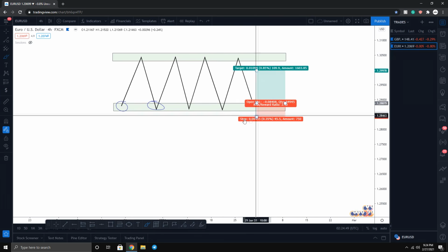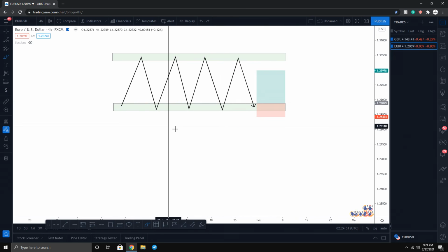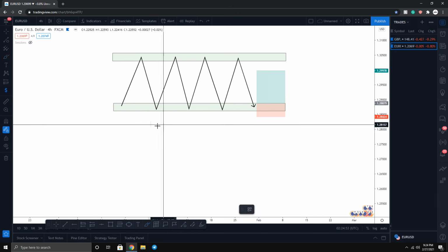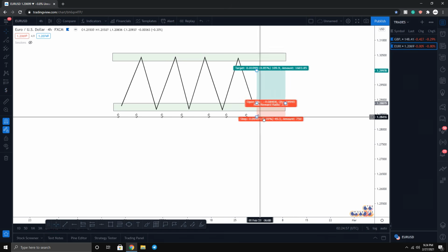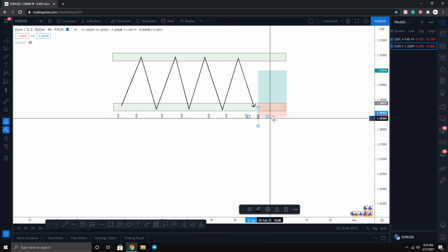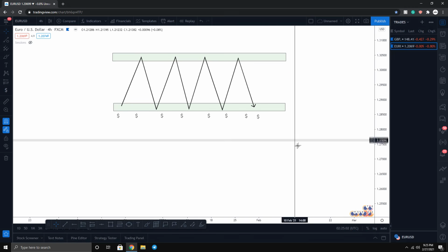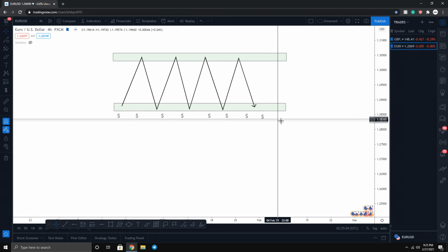So if billions of people are buying at the same level as you, then that means there's going to be a lot of stop losses scattered over here. And to the bank, stop losses are like a currency. When they see a bunch of stop losses gathered in one area, they see that as money that they need to take.